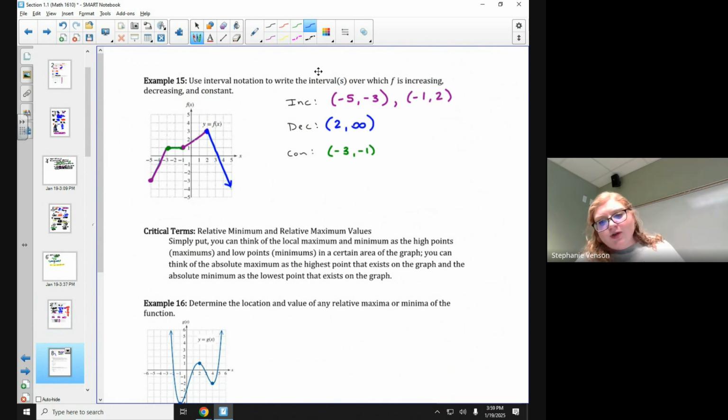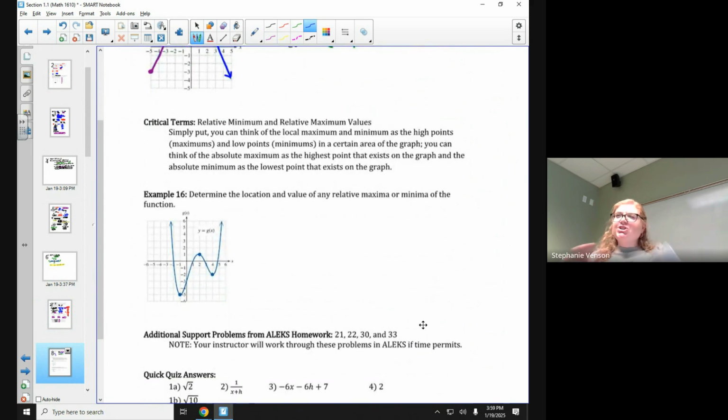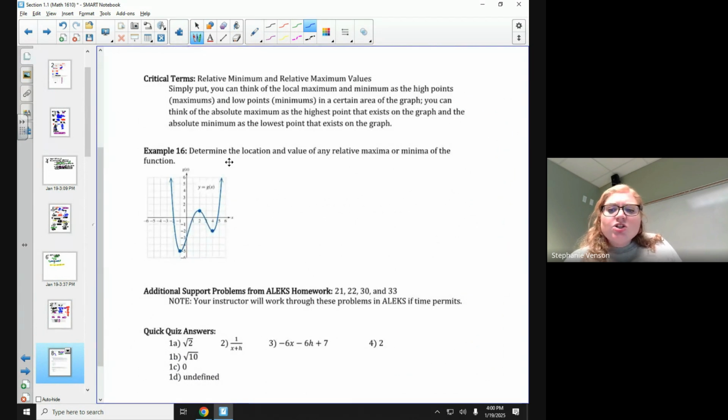And last but not least, we have relative maxima and minima, which sort of has to do with things increasing and decreasing. But simply put, you can think of the local maximum and the local minimum as the high points and the low points in a certain area of the graph. You can think of the absolute maximum as the highest point that exists on the graph, and the absolute minimum as the lowest point that exists on the graph. So this says, determine the location and value of any relative maxima or minima of the function.